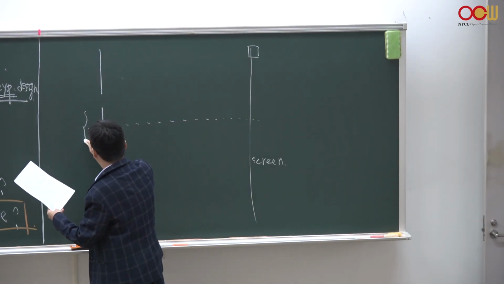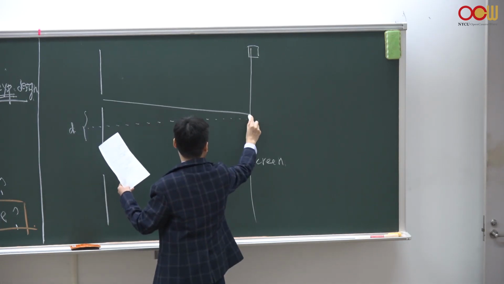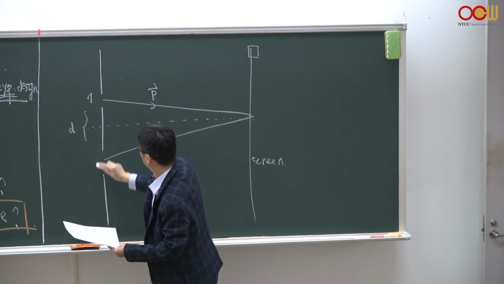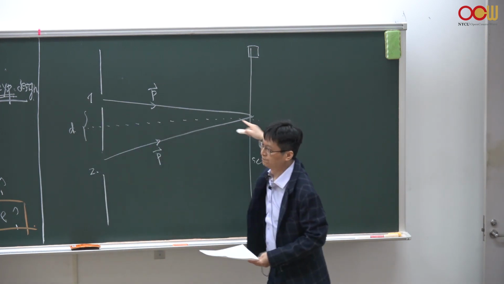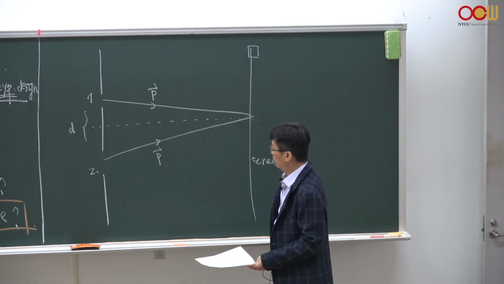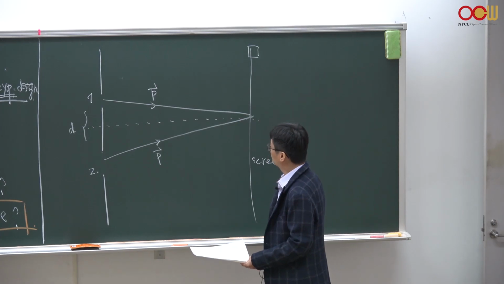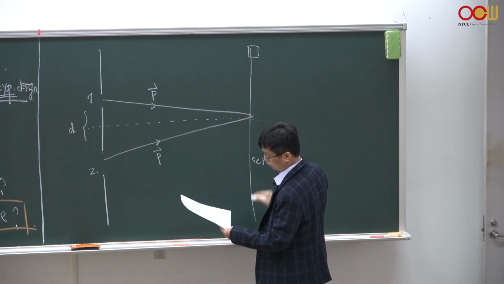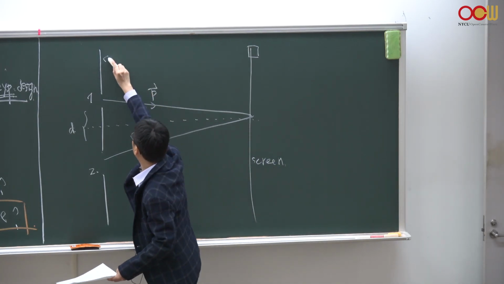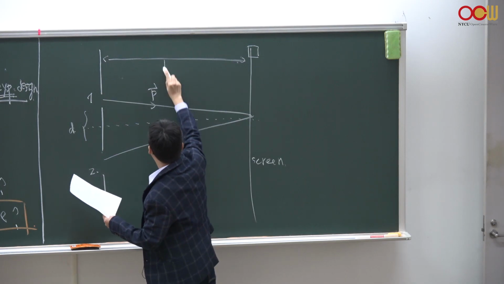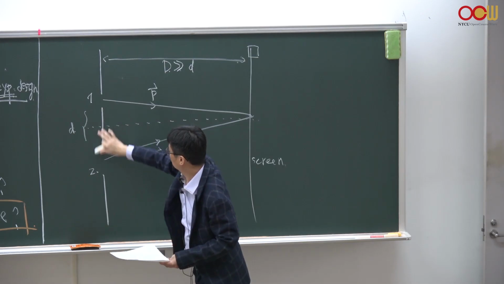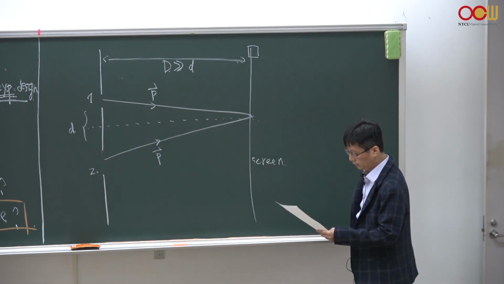Okay, so the separation is d, and let's say this is the momentum of the electron passing through slit 1, and the other one is the momentum vector of the electron that passes through slit 2, and both electrons will hit the screen at the same spot like this. The distance between the screen and the slits is capital D, and this capital D is really, really large compared to this separation between the two slits, little d here.